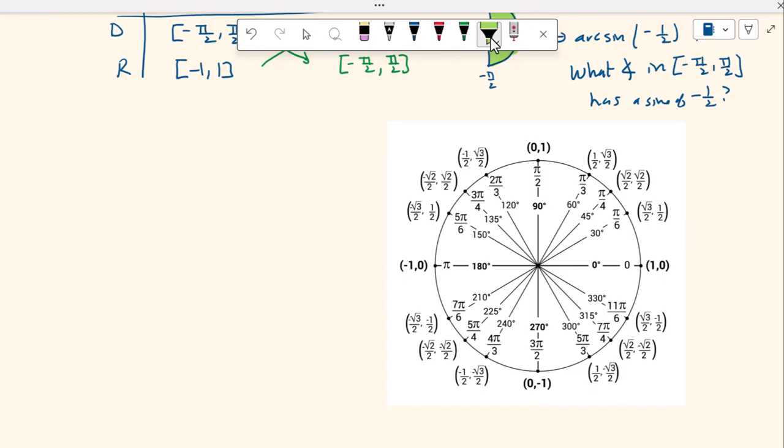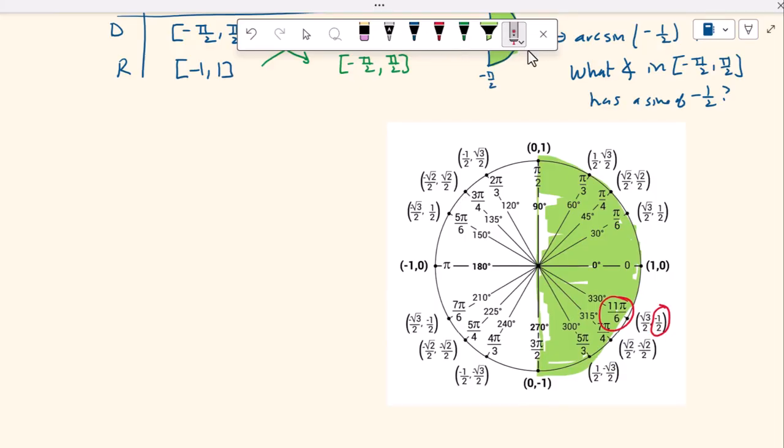So remember, for arc sine, I'm only in this region right here. I can't move outside of it. I can't rotate on the other side. I'm just in this region. So basically, I'm looking for an angle in this region that has a sine of negative 1/2. Okay, well, sine is negative down here in quadrant 4, and here is where I have negative 1/2 for my sine, and that looks to be 11 pi over 6, but that is not my answer.